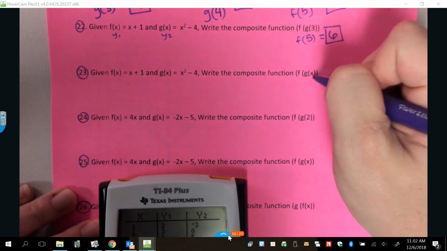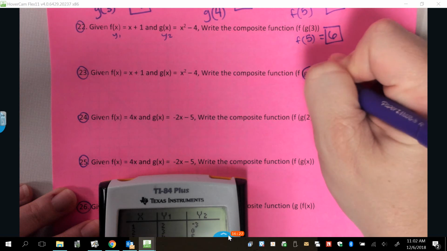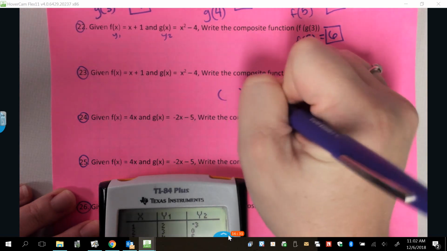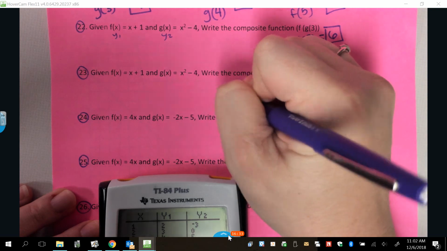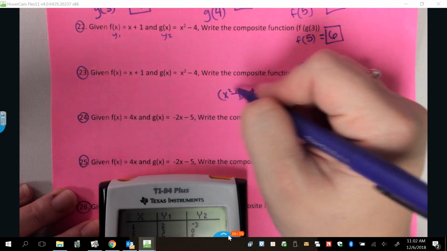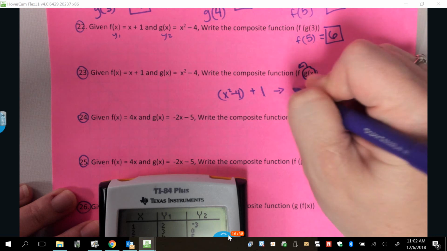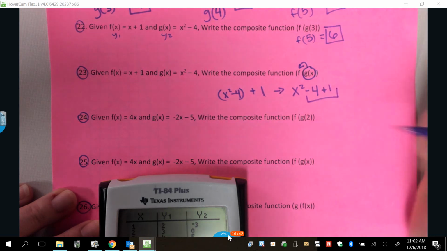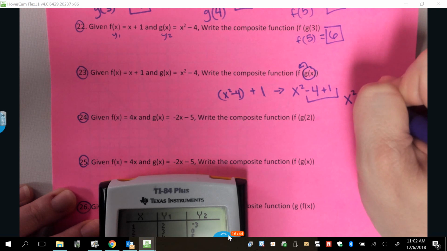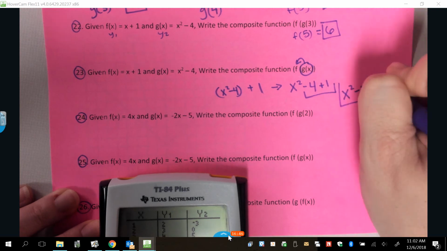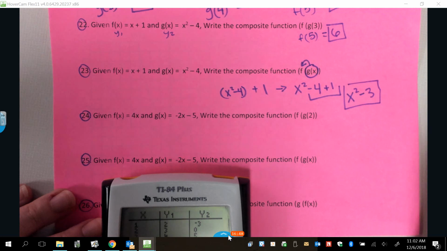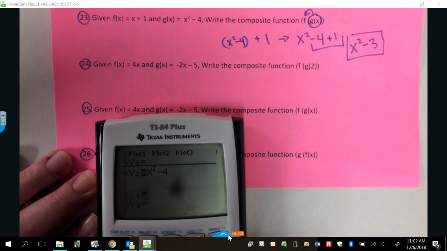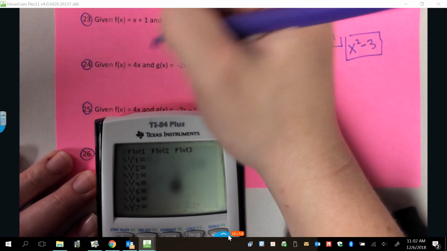Now it has a letter, so I'm going to find the equation. So I'm going to put g of x inside of f of x. X plus 1, I'm putting x squared minus 4. Okay, I don't need the parentheses, so this is the same thing as writing x squared minus 4 plus 1. These are like terms, so I get x squared minus 3. Okay, different equations, so let's change our equations out. I promise you won't have to change your equations out as much on the test.